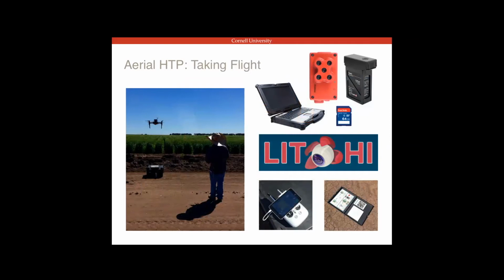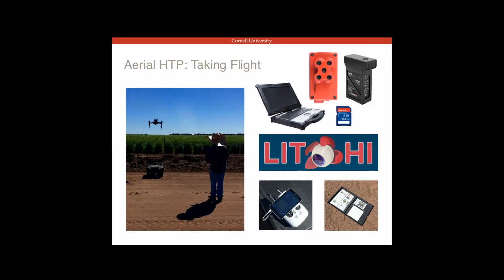On the day of the flight, there's a lot of things to remember to bring out to the field. Batteries are actually a big bottleneck for us. We bring out multiple SD cards for the images and a computer to store them on at the end. We run an app on a tablet that will control the UAV, and it runs the flight plan mostly automatically. So there's very little manual control of the UAS that's needed.